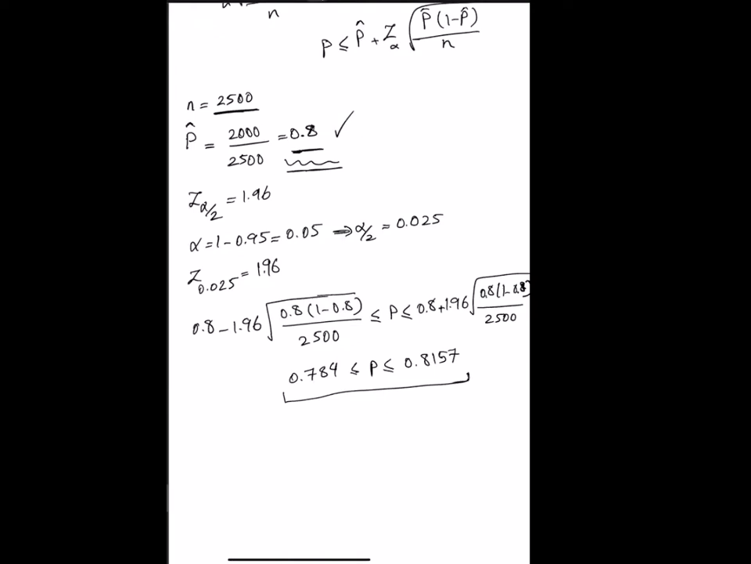So this confidence interval will contain, with 95% confidence, the unknown proportion of the population in terms of proportion of people that will meet their doctors regularly. So this confidence interval contains that unknown proportion with 95% chance.